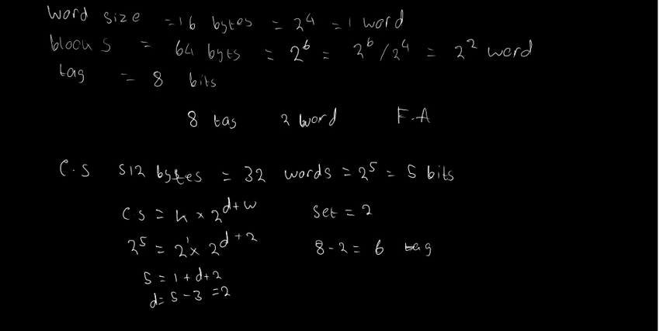Hence, we're then going to conclude that our physical address is split into the following: we have 6 bits for the tag, 2 bits for the set, and finally 2 bits for the word. So this is tag, set, word. Basically that's how that is split up.